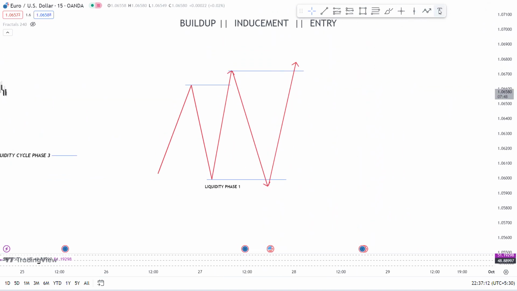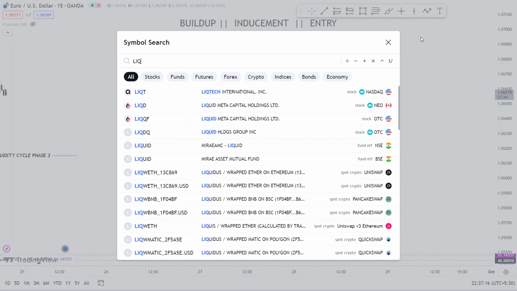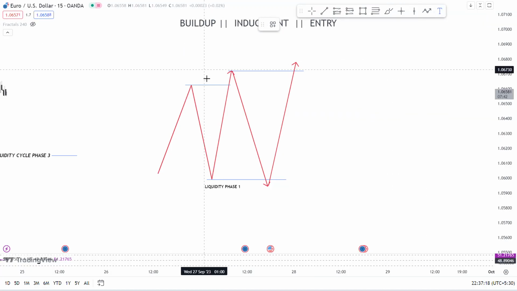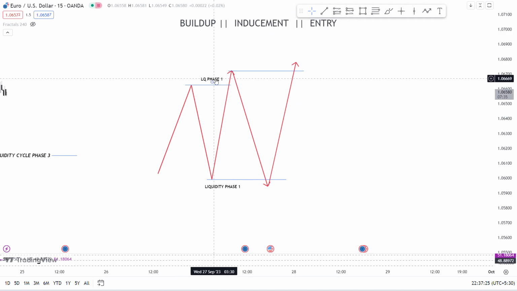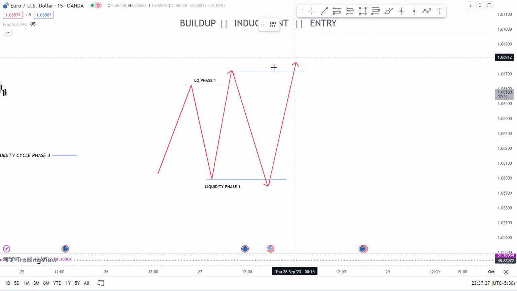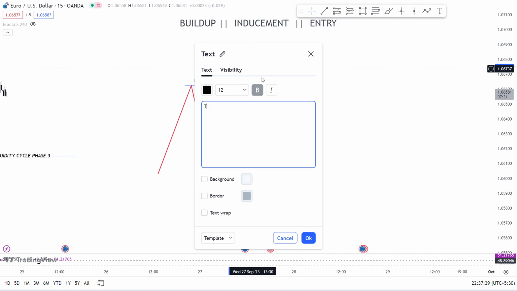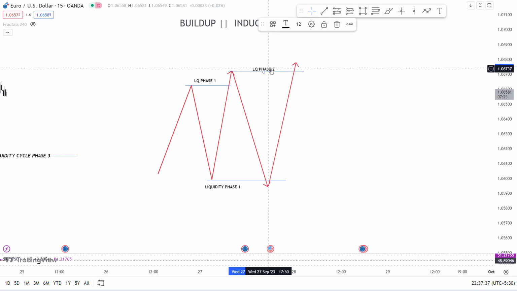I will annotate, it will be clear to you. LQ phase 1, and this is LQ phase 2. If you watch this video, you can exactly understand what the liquidity cycle is. So this is LQ phase 2.